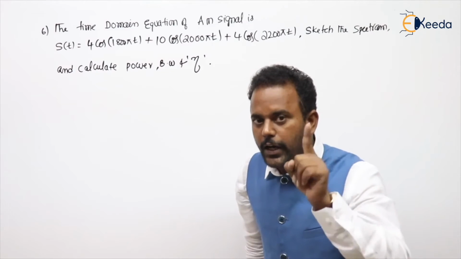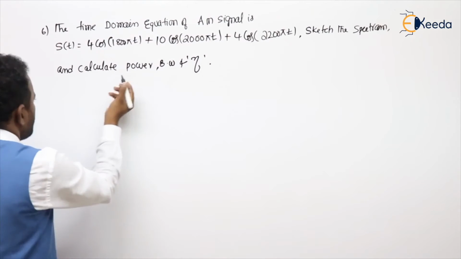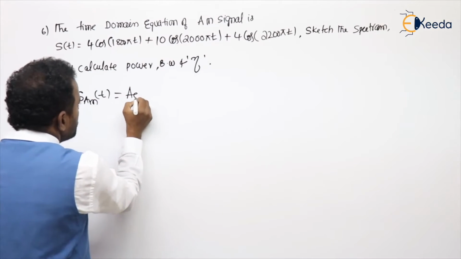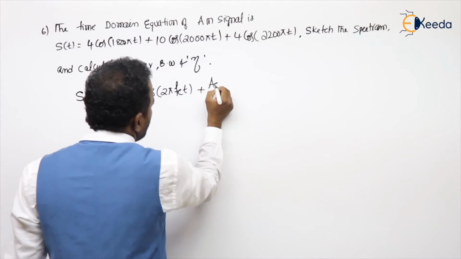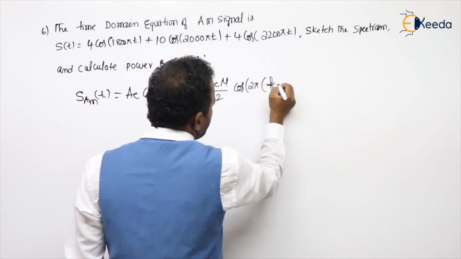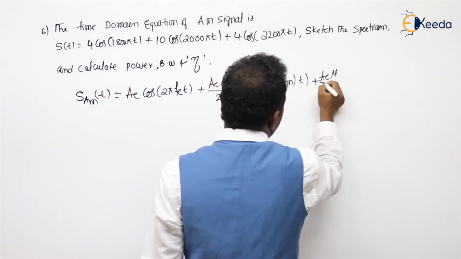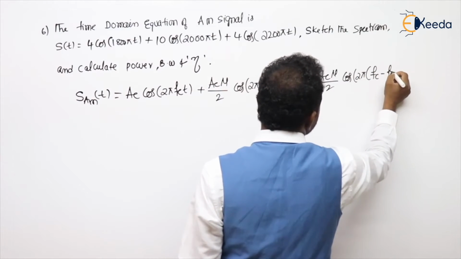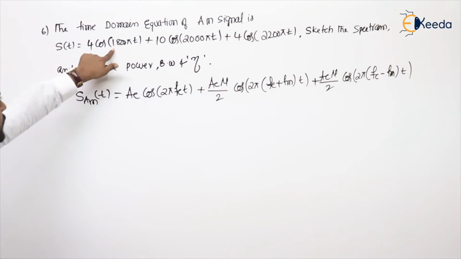Are you getting my point? Try to get what is the expression we are having in that format. What is the expression we are having in that format is the standard expression. Try to recall expression number 3, which is Ac cos(2π fc t) + (Ac mu/2) cos(2π(fc + fm)t) + (Ac mu/2) cos(2π(fc − fm)t). This is the standard expression we are having in that format of the given expression.